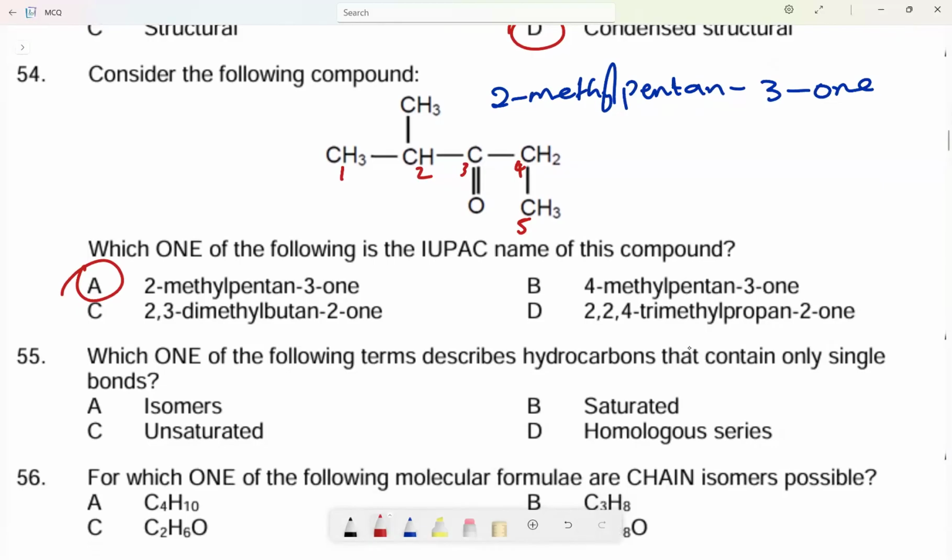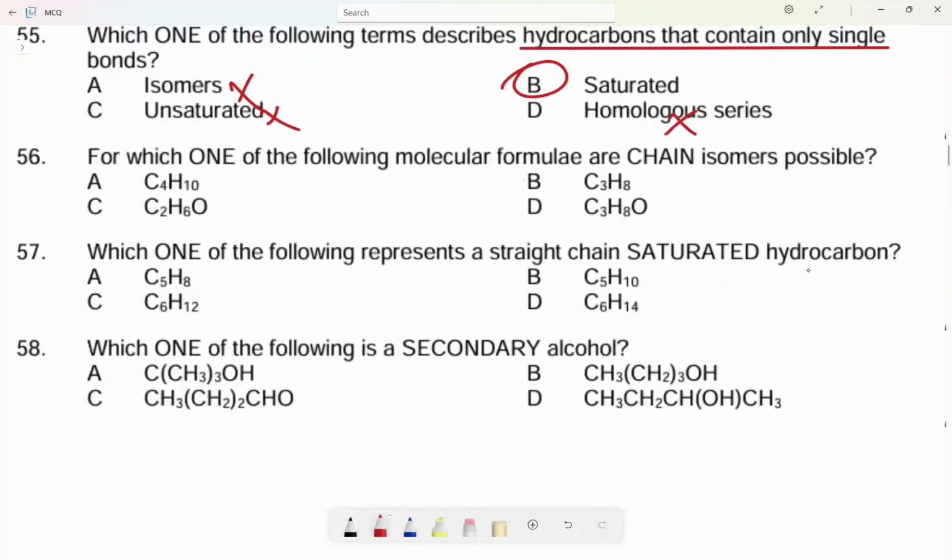Which one of the following terms describes hydrocarbons that contain only single bonds? This is saturated, for single. Saturated. Isomer. Question 55: For which one of the following molecular formulas are chain isomers possible? Chain isomer is possible where?